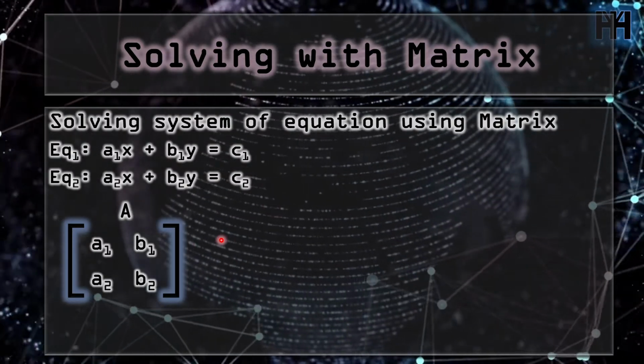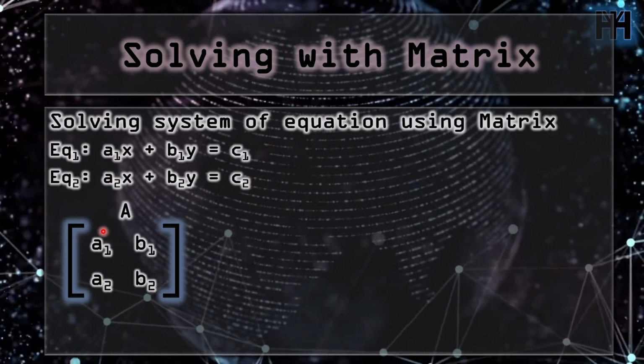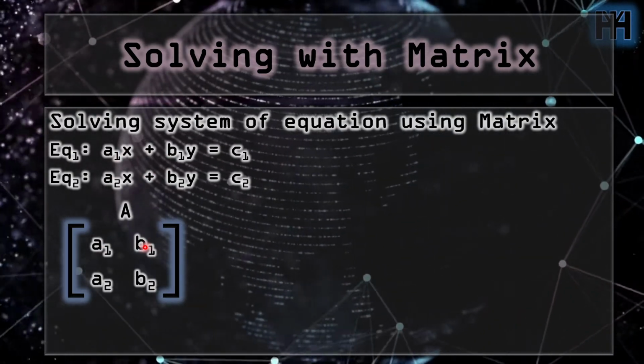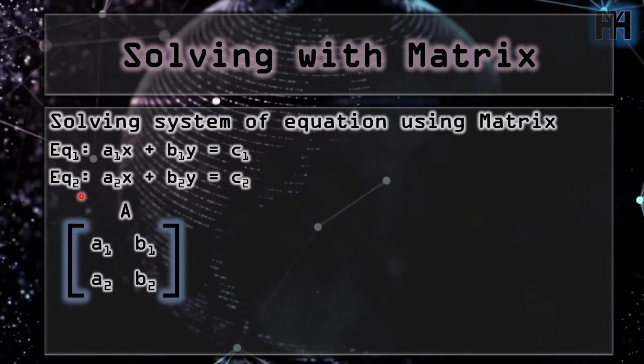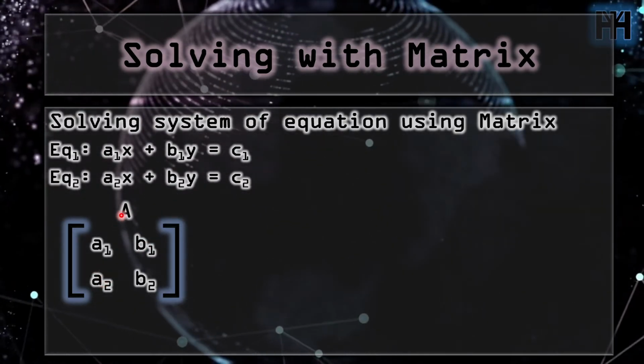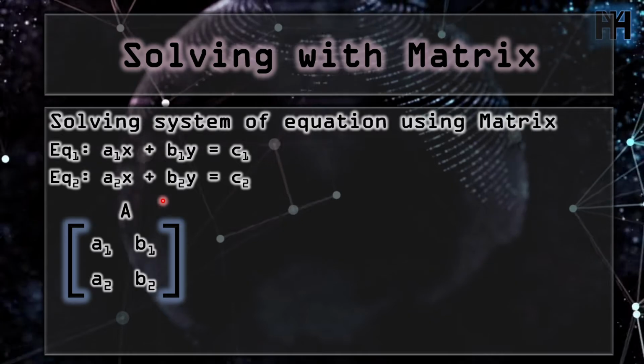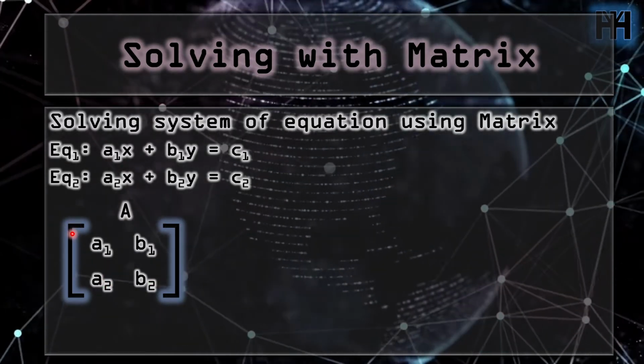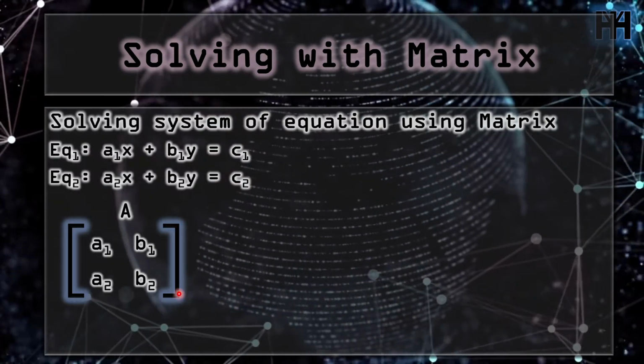Matrix A will take the coefficients of the first equation, A1 the coefficient of X, and B1 the coefficient of Y. And in the second row, it will take the coefficients of the second equation, A2 and B2. So you'll have here A2 and B2. So matrix A is just for coefficients, okay?